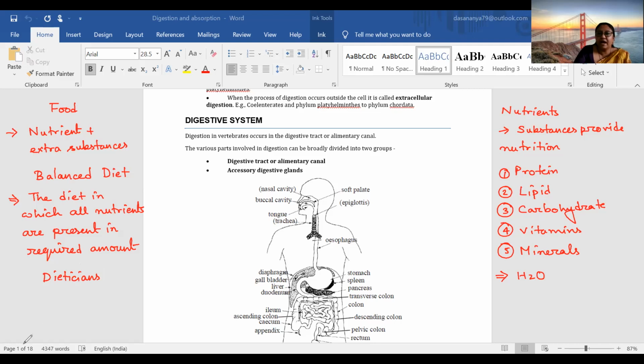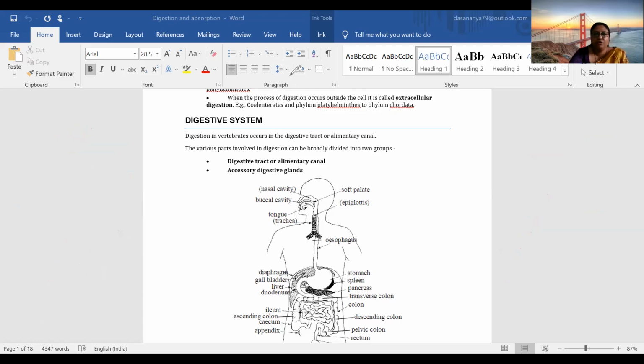They decide the diet of people. They can say, okay, this is the diet you should eat and this is what you should not eat. Okay. So with this, let us move ahead with the digestive system.